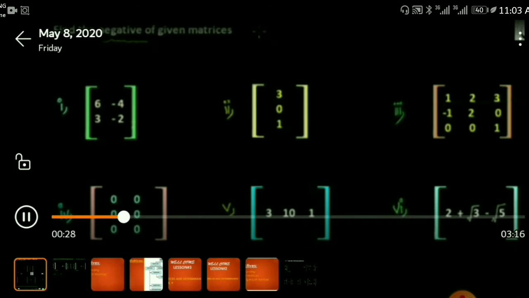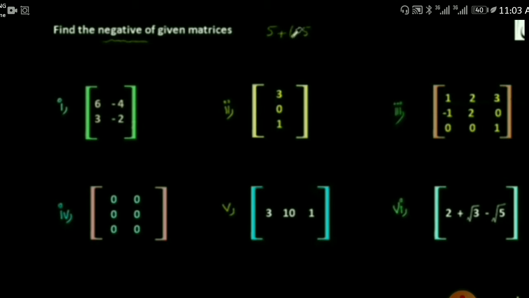Students, please remember that with which number you will be adding 5 to get 0. Obviously, it is minus 5, which is additive inverse of 5. In order to find negative of the matrix, first we have to see order of the matrix. Here it is 2 by 2. If this matrix is A, let me find negative of A. And how we are going to find? By changing a sign of every entry.